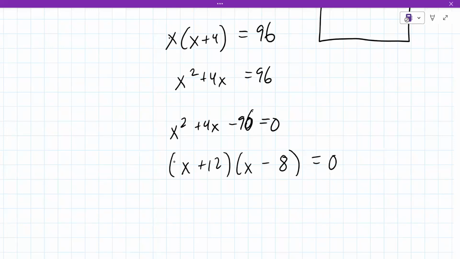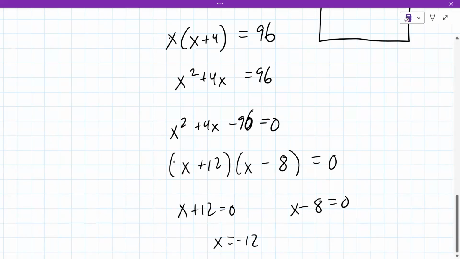Like solve this, hold on, give me a second. You're setting each of those equal to zero. Oh. And they're linear. So x equals minus 12, x equals positive 8. That's right. Now, which of those is actually okay in the physical problem we're doing?